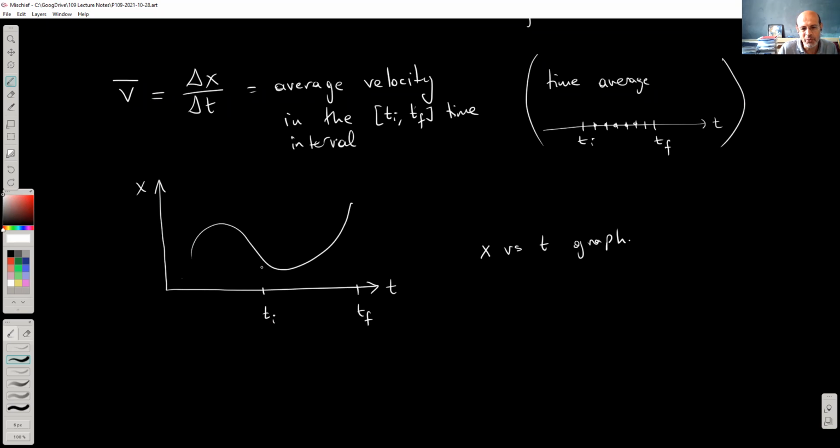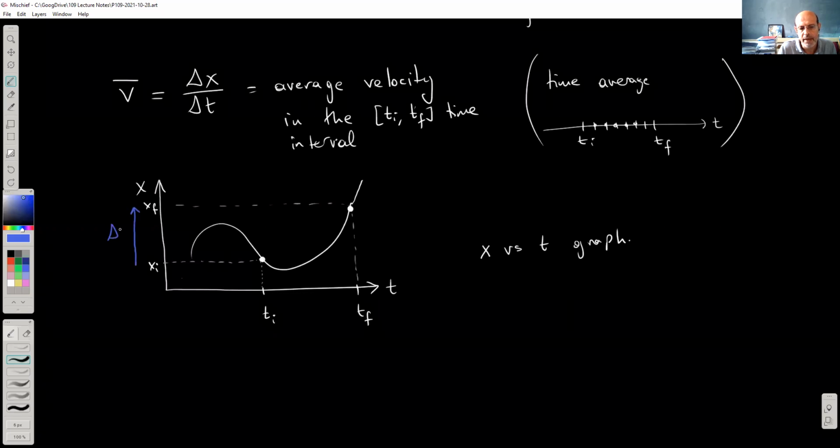So what we do is we mark the points where the object is at these two times. So we have the initial time here, and there's a corresponding initial position. That's the final time here, and that's the corresponding final position. So let me write XI and XF here. Obviously, let me show that difference with an arrow here.